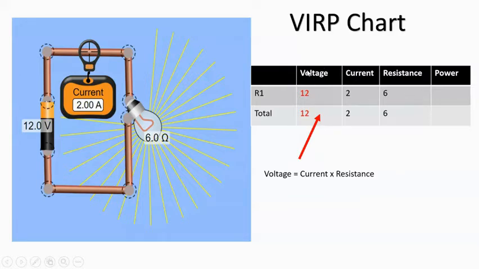The reason it's called a VIRP chart is because V is for volts, I is the symbol for current, even though current doesn't start with I, R is for resistance, and P is for power.